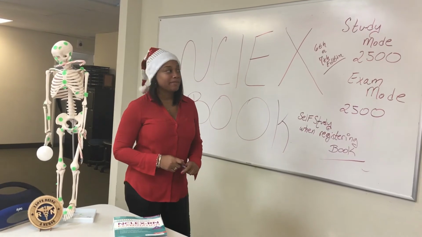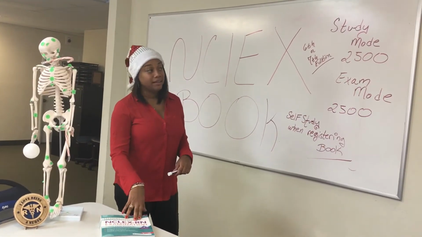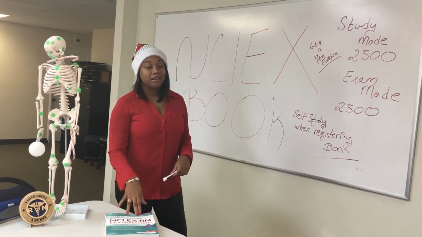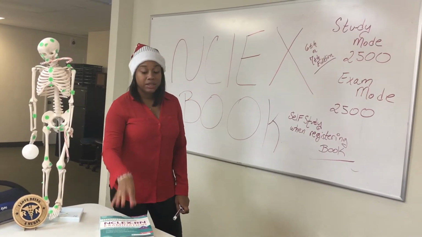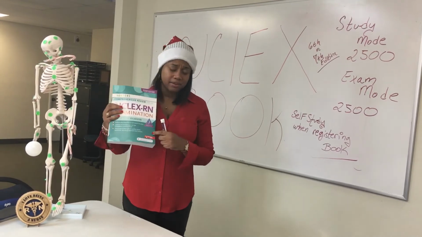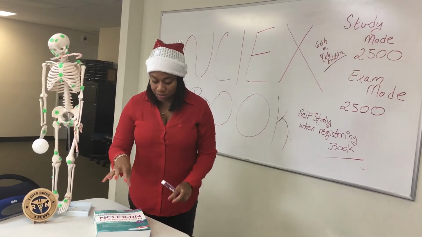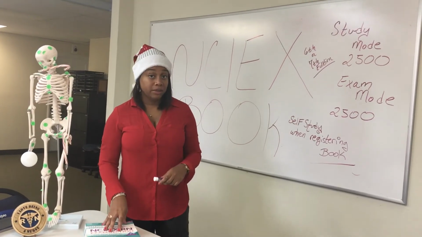Okay, welcome back. We are going to talk about how to use this NCLEX book. Make sure you have the 6th or 7th edition. If you're a new student, definitely the 7th edition. Once you have registered your book with Evolve, which is on the bottom left-hand corner of your textbook, you want to register this book and you're going to do it in self-study mode, okay?